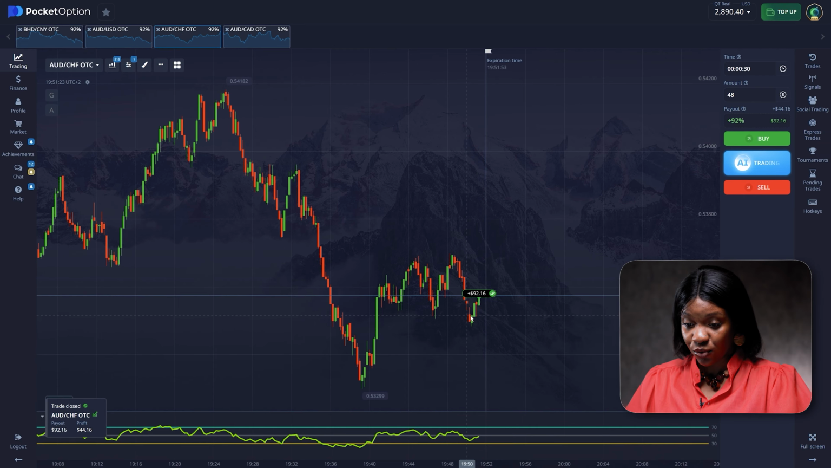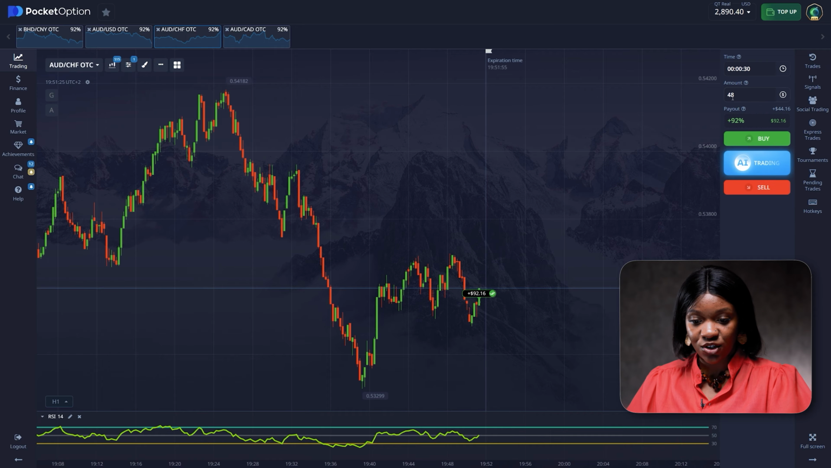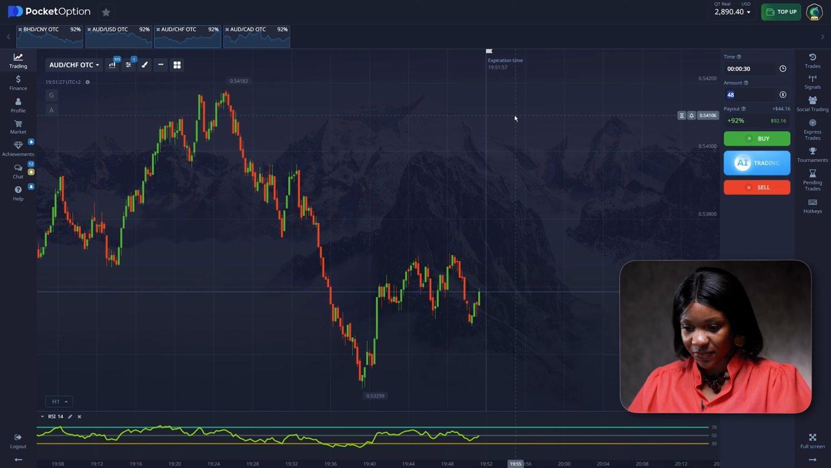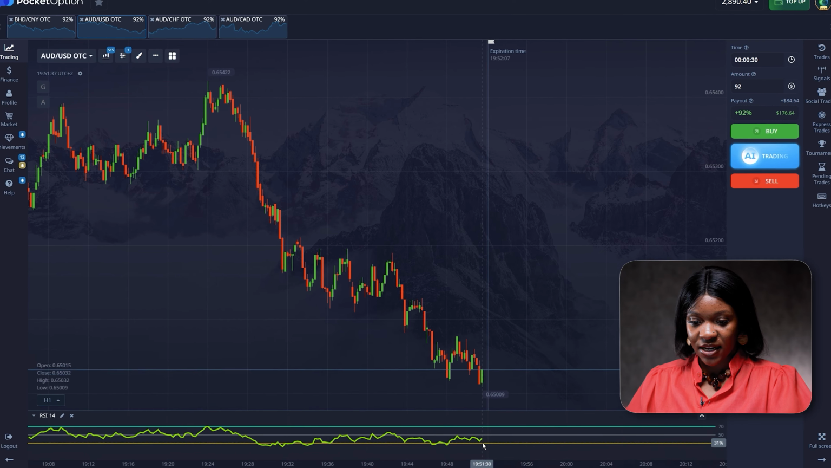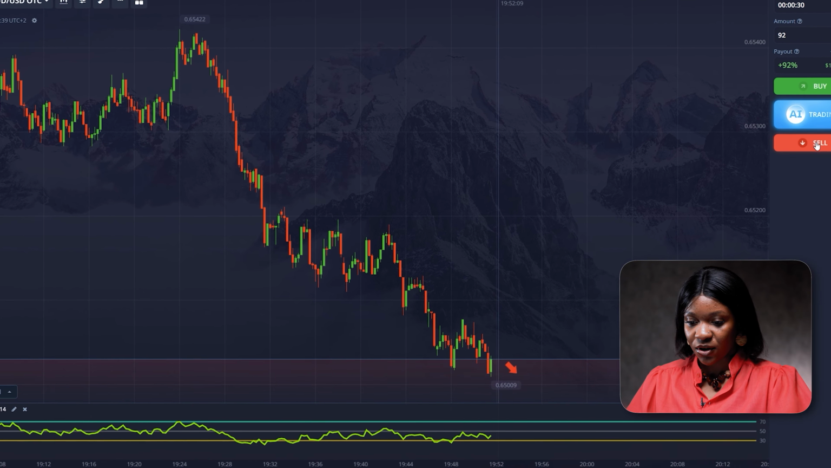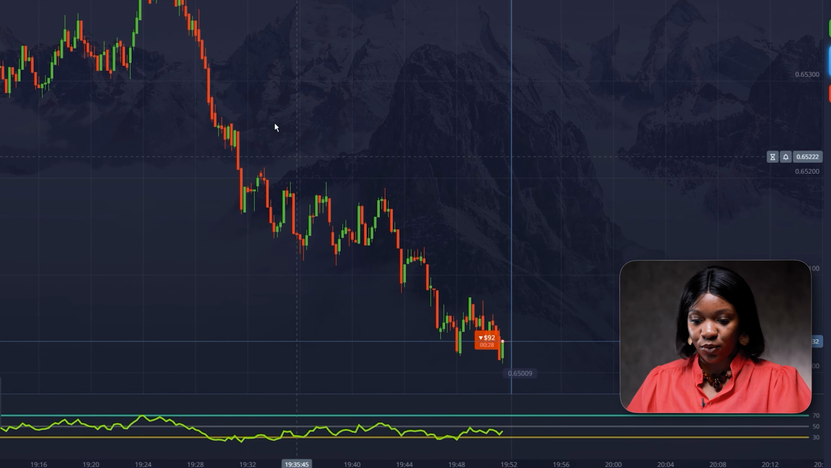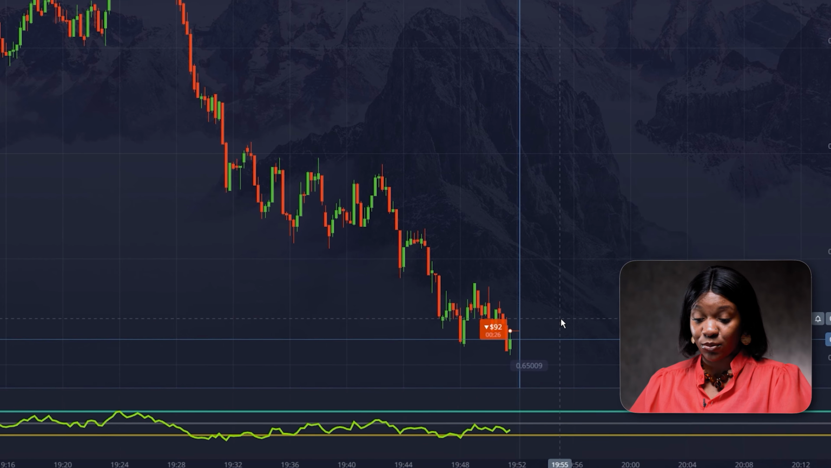It was pretty close, but the trade had finished with plus $92. Let's move on to the next currency pair. We can see that there is a strong downward movement here. The RSI is not in the oversold zone. Because of this, I boldly open a put option to continue this global downward movement.